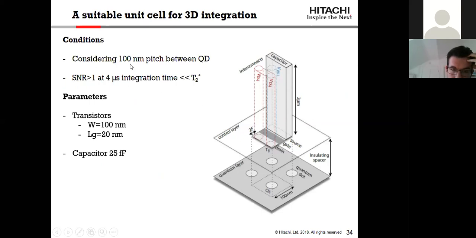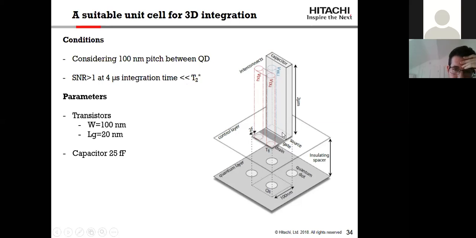So considering quantum dots that are going to have 100 nanometer pitch between them and trying to achieve an SNR of 1 or larger than 1 at 4 microseconds integration time, much smaller than the T2 star of silicon, we find that the best parameters are a control transistor that has a commensurate side to the qubit footprint. That will be a transistor with a width of 100 nanometers and a length of 20 nanometers.